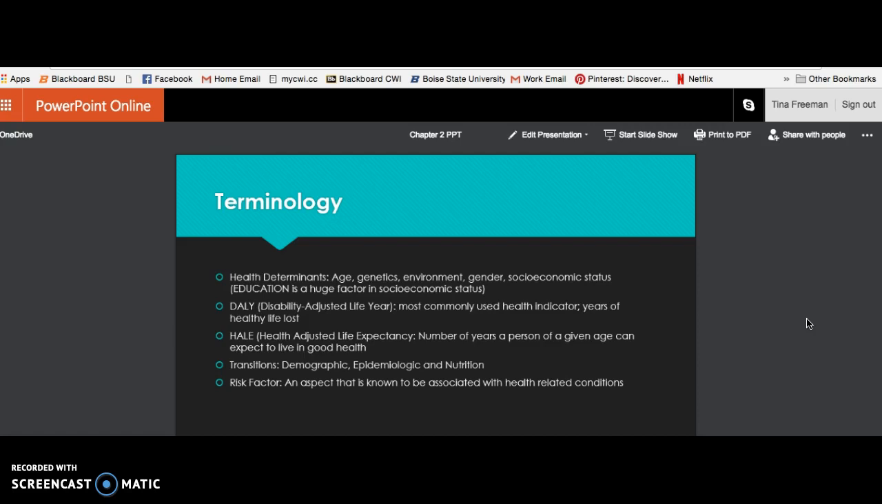Health determinants include age, genetics, environment, gender, socioeconomic status, and as we discussed in week 1, education is a key factor in socioeconomic status. And I think education, as pointed out by many in class, is something that can affect health outcomes, whether it's on an individual basis, on a national basis, or on a global basis.